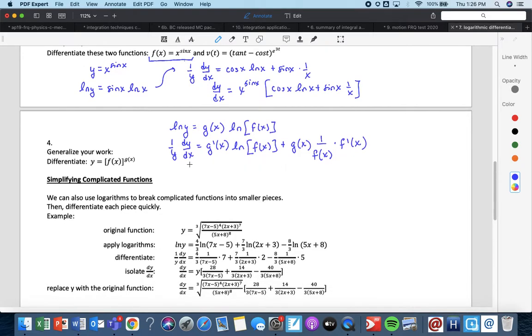And then the last thing we have to do is bring up y as a multiplier. That should be dy dx there. And y is f of x raised to the g of x. And then I would multiply by all that stuff. I guess I'll go ahead and write it. So all that stuff is sitting inside and being multiplied by our original function.